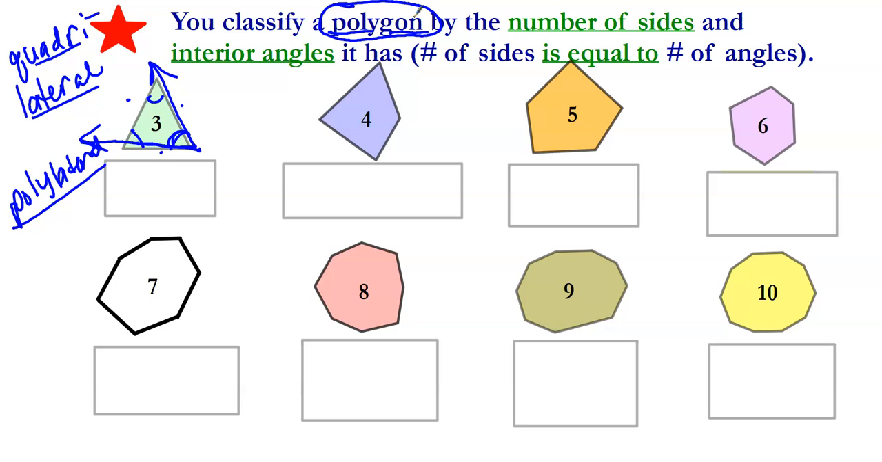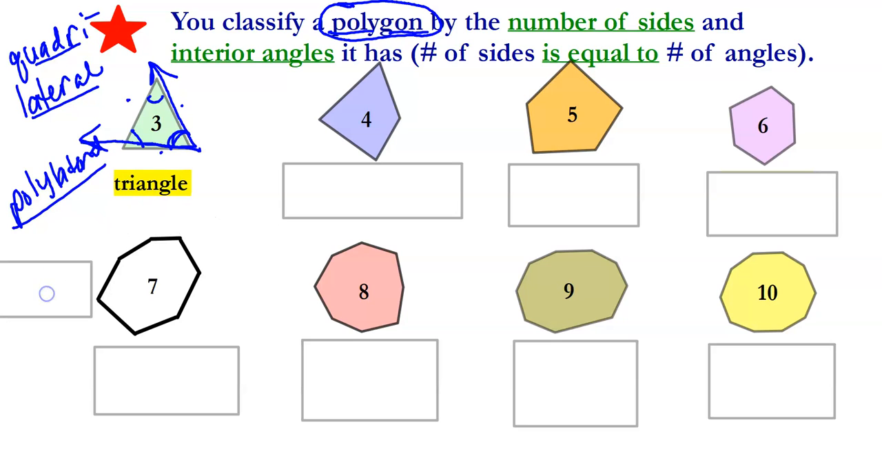Okay, so now I just want you to see, hey, do you know the names for all of these things? So why don't you pause this video and see if you can remember the names for a 3-sided shape, 4, 5, 6, all the way up to 10 sides. And then I'm just going to show you the names.